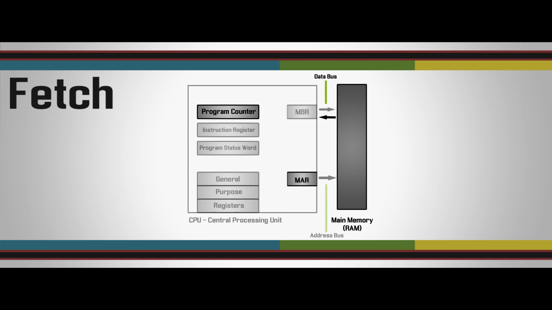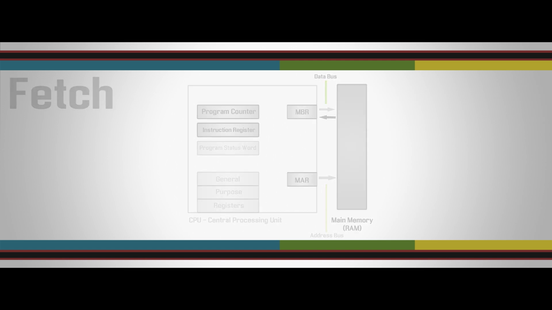The instruction on the data bus is loaded to the memory data register, also called the memory buffer register. The memory data register copies the instruction into the instruction register, completing the fetch stage.